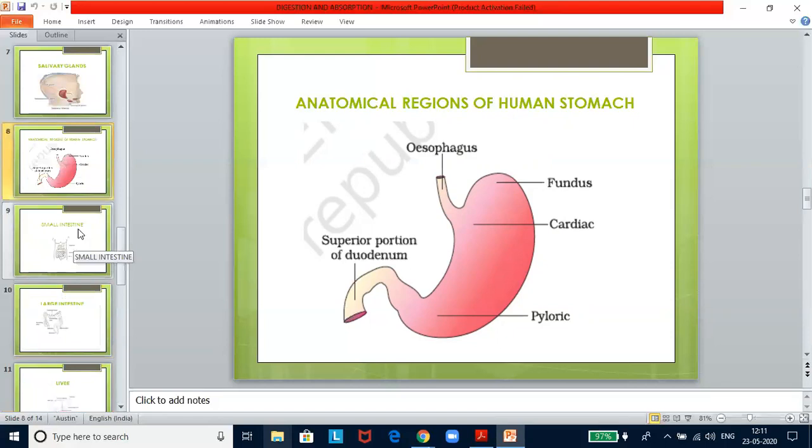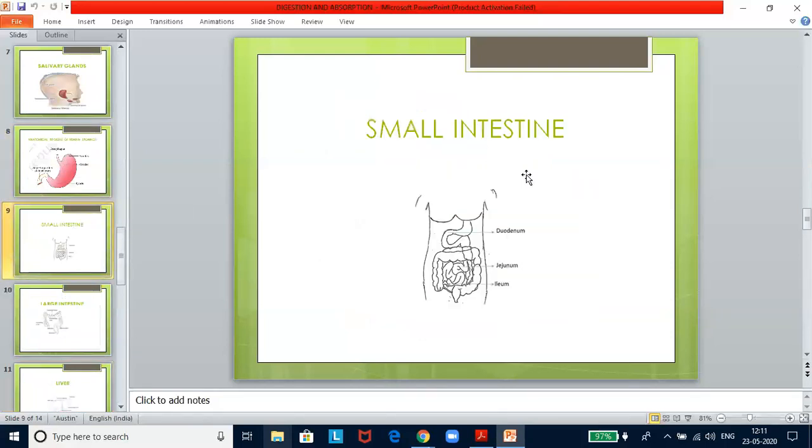Now let us look into the small intestine. If you look anatomically, it is made up of three parts. This part is called the duodenum. This is the jejunum, the middle part, and the last part is called the ileum.